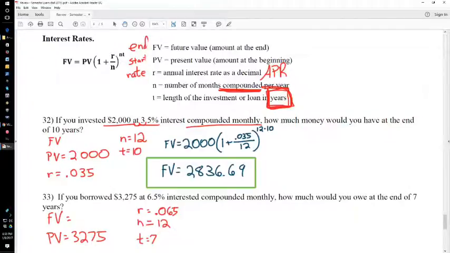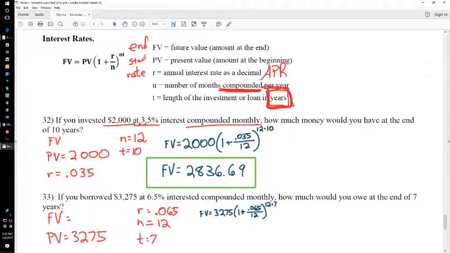So just like before, try and pause this if you want to fill out the equation first. Try and fill out the equation on your own. So here we go. Future value equals 3275 times 1 plus 0.065 divided by 12 to the n times t, which is 12 times 7.